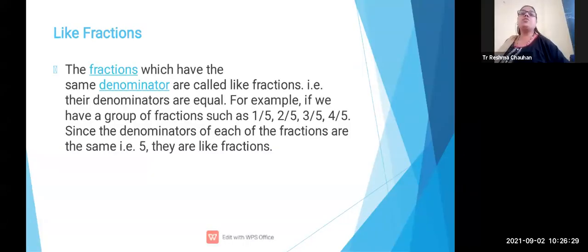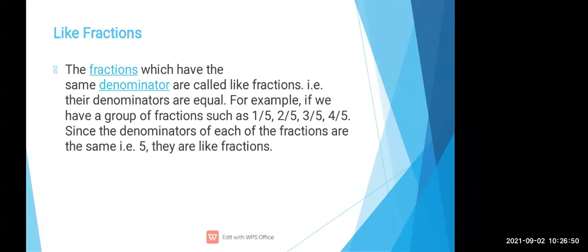Okay, good morning, students. Today we'll continue with the same chapter, that is chapter number 5, fraction. In that we have learned equivalent fraction. Now we are going to learn the like fraction and unlike fraction of the fraction type. There are so many types that we are going to learn one by one. In the last lecture, we learned about the equivalent fraction. Now we are going to learn about the like fraction.